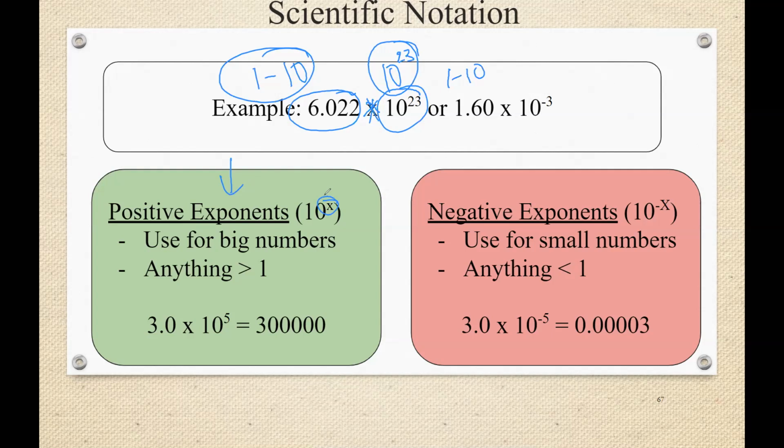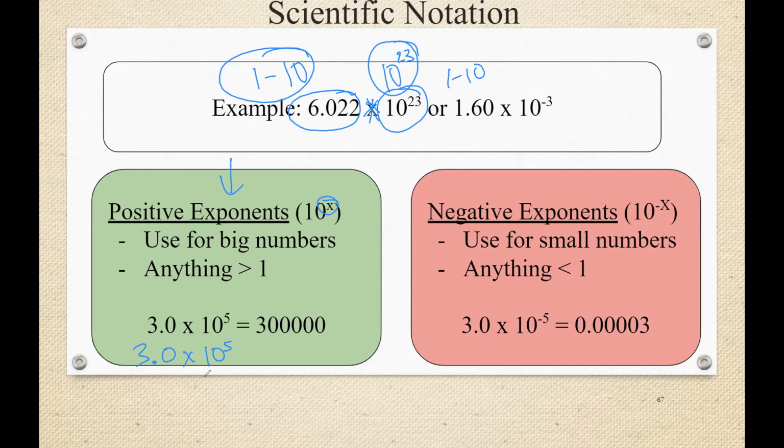So we use these for really, really big numbers, generally things that are greater than 1. For instance, we've got 3.0 times 10 to the 5th. What this tells us is that we've got the number 3.0 times 10 to the 5th power.